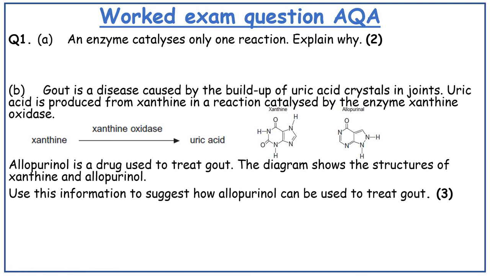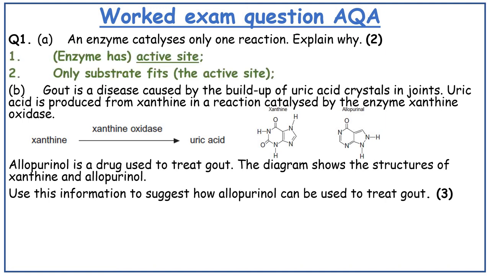So as a worked exam question from AQA, an enzyme catalyses only one reaction. Explain why. Well, enzymes have an active site, which is a very specific shape, and only the substrate fits, or only the substrate is complementary. Gout is a disease caused by the buildup of uric acid crystals in joints. Uric acid is produced from xanthine in a reaction catalysed by the enzyme xanthine oxidase. So the equation for that is xanthine is catalysed by xanthine oxidase into uric acid.